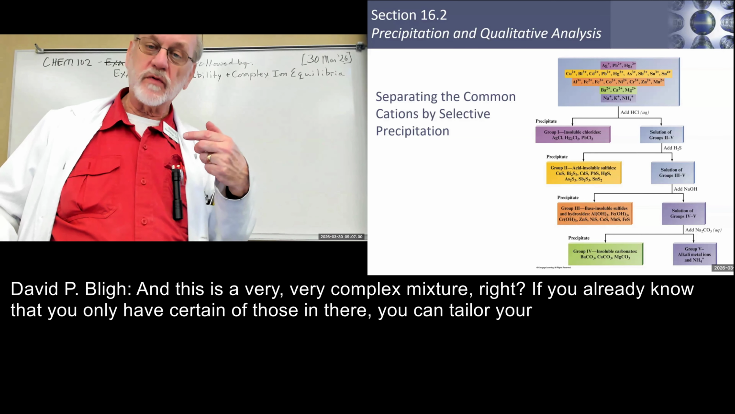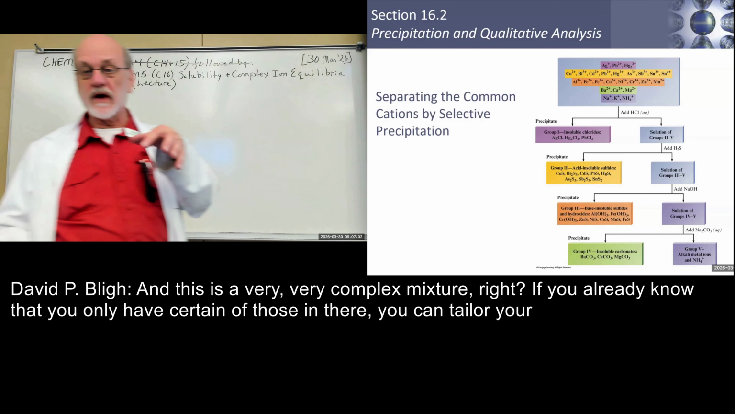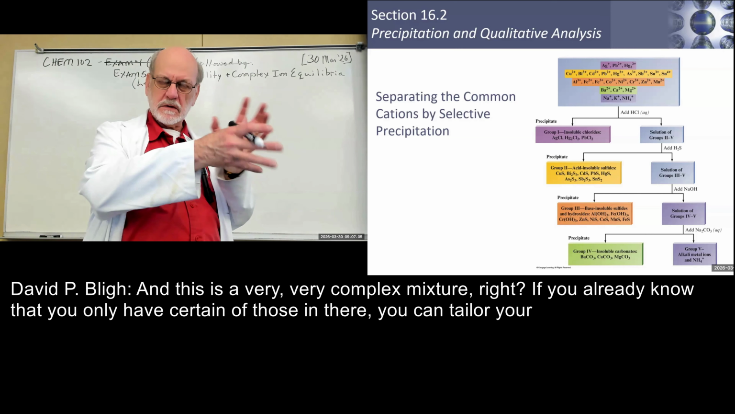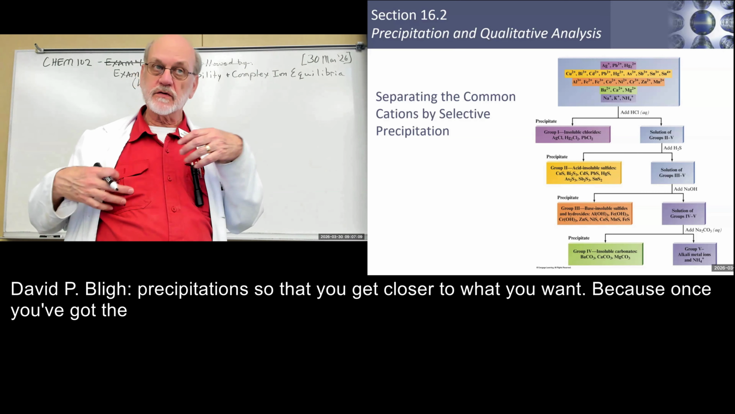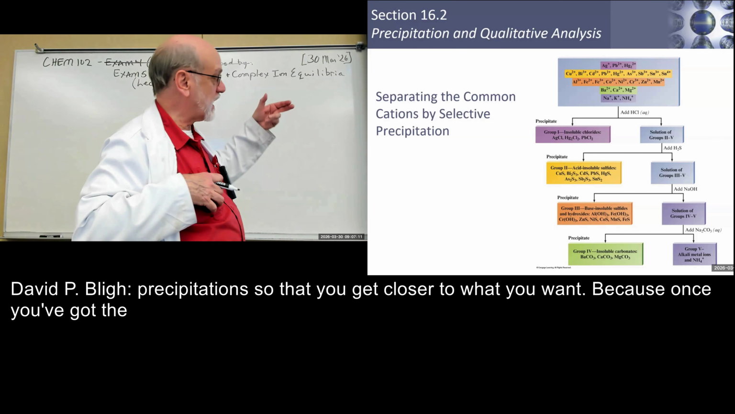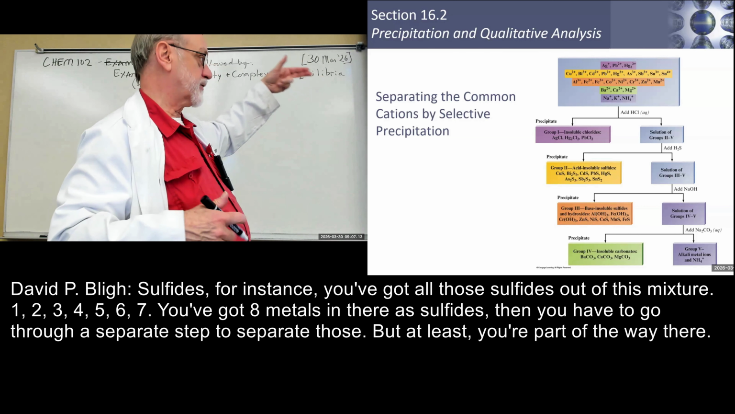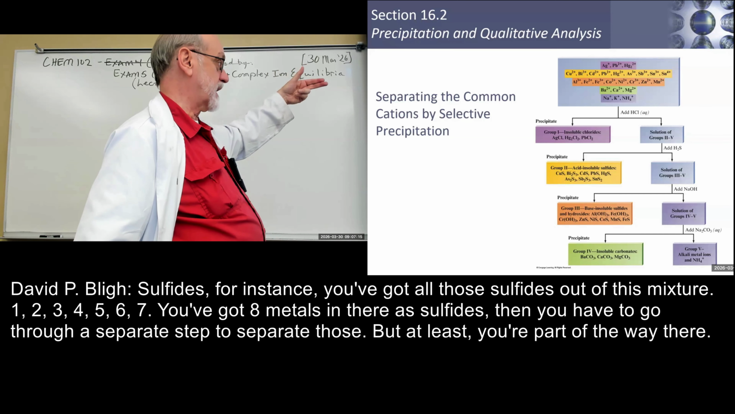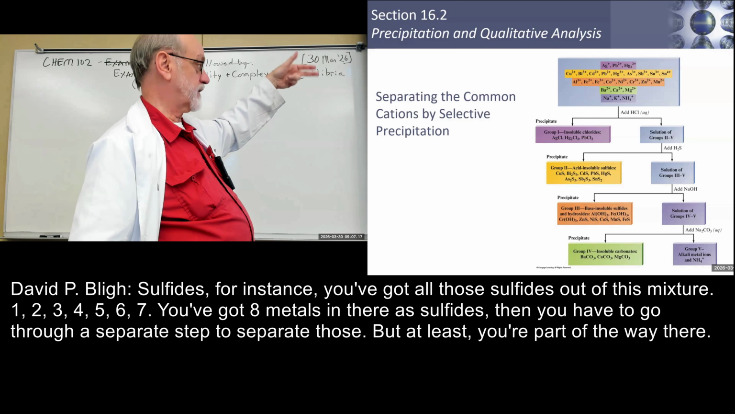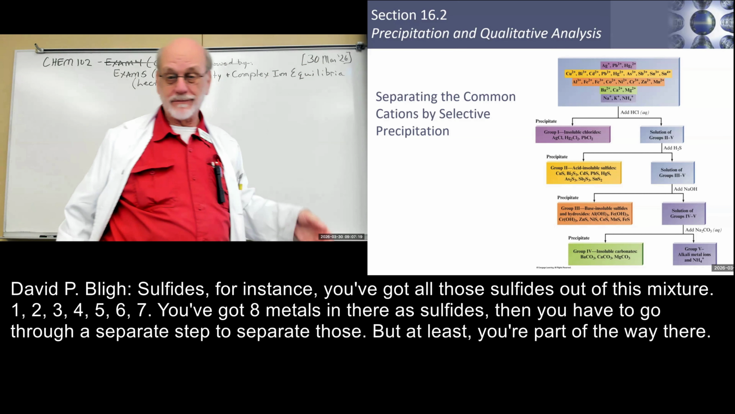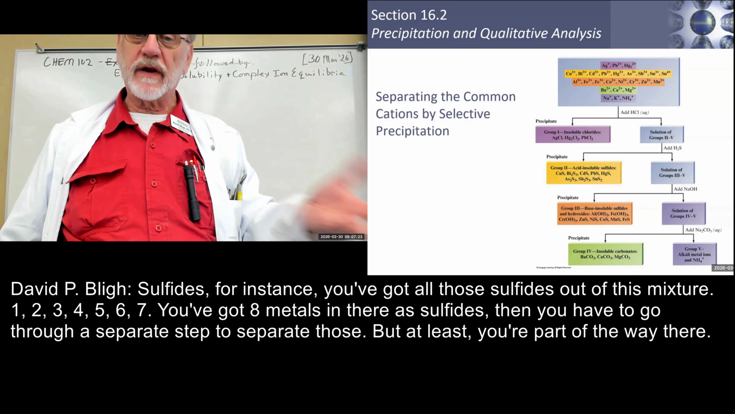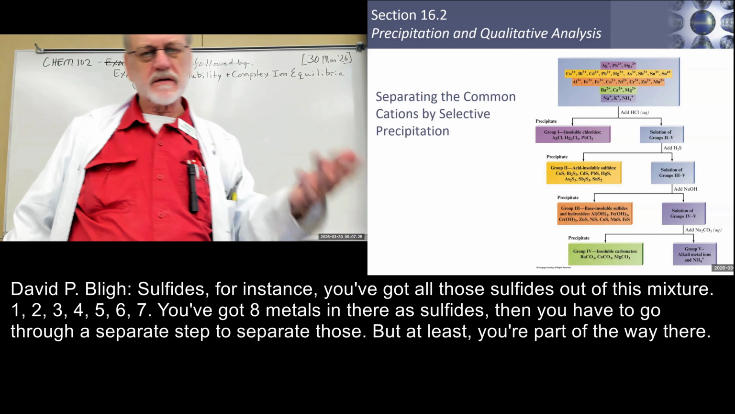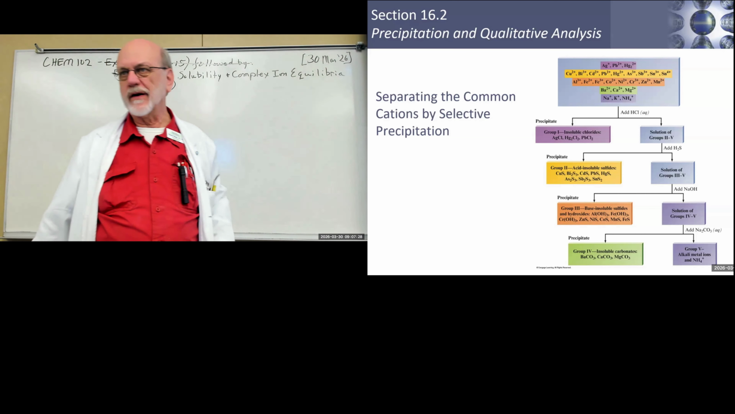If you already know that you only have certain of those in there, you can tailor your precipitations so that you get closer to what you want. Because once you've got the sulfides, for instance, you've got all the sulfides out of this mixture, 1, 2, 3, 4, 5, 6, 7, 8 metals in there as sulfides. Then you have to go through a separate step to separate those. But at least you're part of the way there.